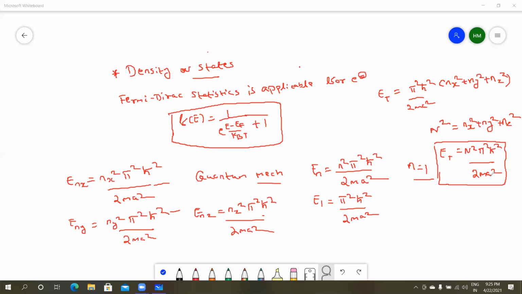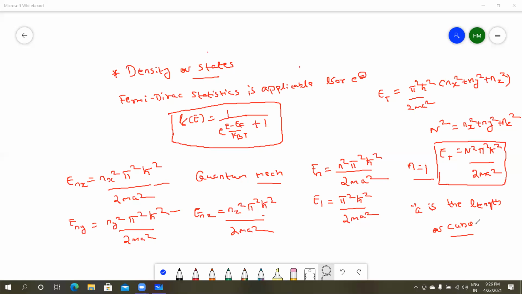You can find Enx, Eny, Enz, and add all the components to get the total energy, which is N²π²ħ²/2ma², where a is the length of the cube. If the length is not the same... in this case, a is the same along the x, y, and z directions. It is basically a cube. Cube means length, breadth, height are all the same.